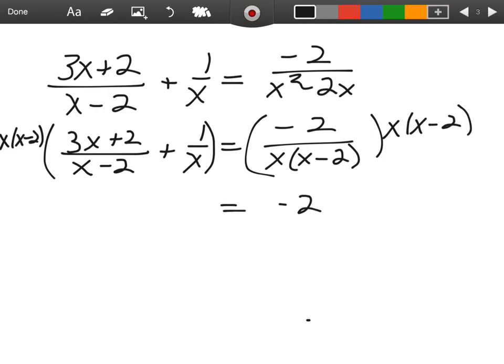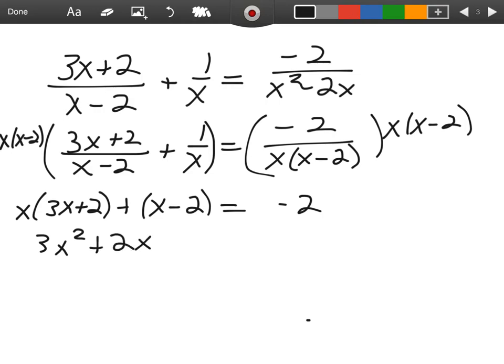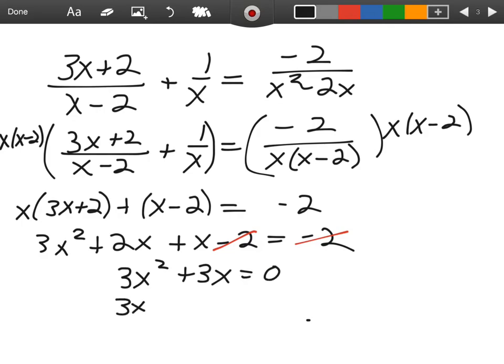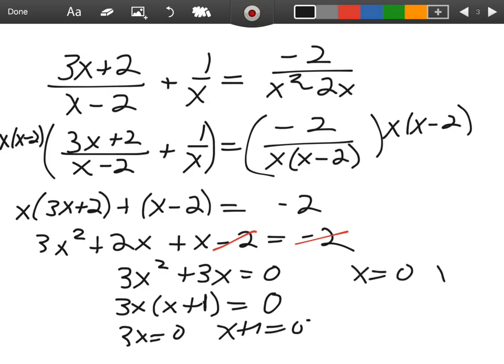So on the right-hand side, we end up with negative 2. The x minus 2's cancel, so I have x times 3x plus 2. Then the x's cancel, so I'm left with just x minus 2. So I have 3x squared plus 2x plus x minus 2 equals negative 2. Again, the negative 2's cancel. So I end up with 3x squared plus 3x equals 0. Factor that guy. You end up with this. So our two solutions are x equal to 0 and x equal to -1.